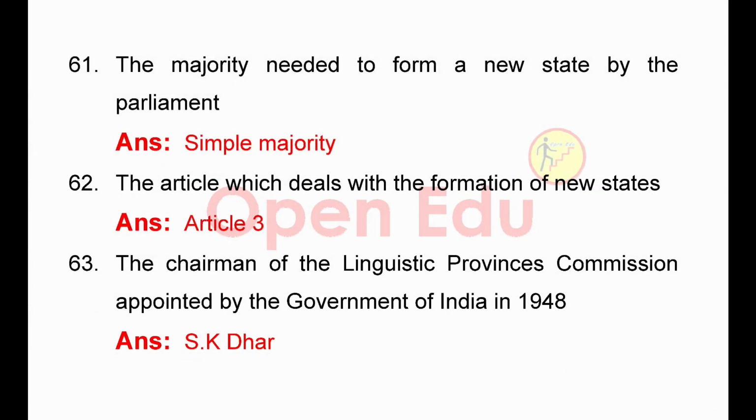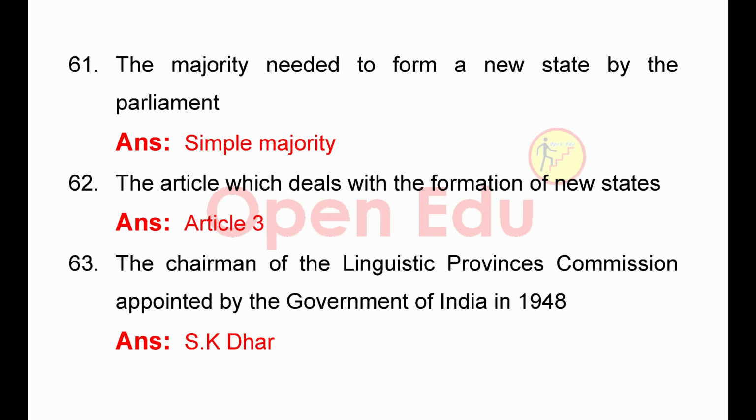Which type of majority is needed by the Parliament to form a new state? Simple majority. The majority needed to form a new state by the Parliament is simple majority. Which article deals with the formation of new states? Article 3. The article which deals with the formation of new states is Article 3.